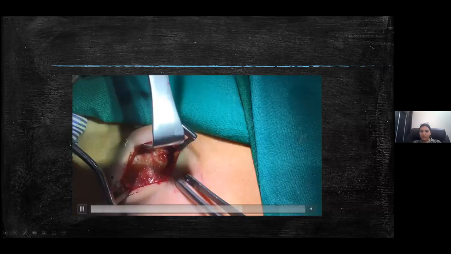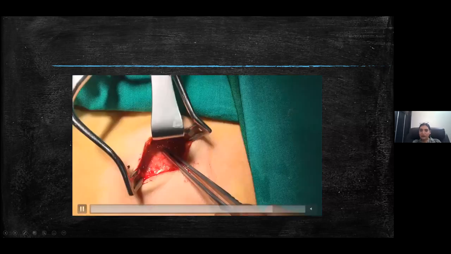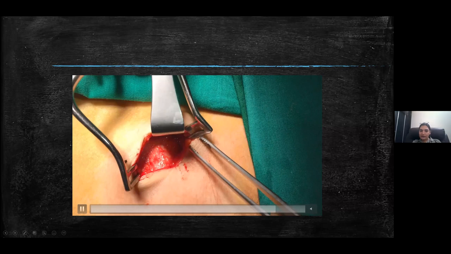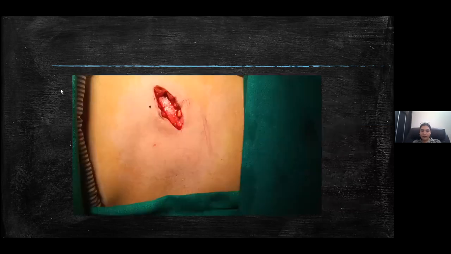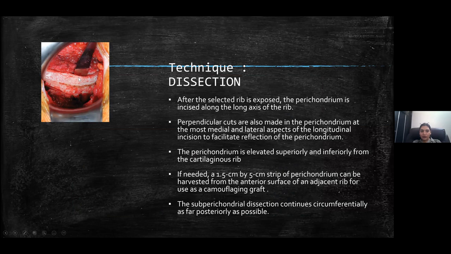The more you dissect, the more mobility you have over the costal cartilage. So after the rib is exposed, the perichondrium is incised in an H-shape. The perichondrium has to be incised and the flaps raised. One should go under the rib in a purely subperichondrial plane, so as to avoid injury to the neurovascular bundle. The perichondrium is elevated completely, and one can also harvest this strip of perichondrium to use as a camouflaging graft, and subperichondrial dissection has to be done.